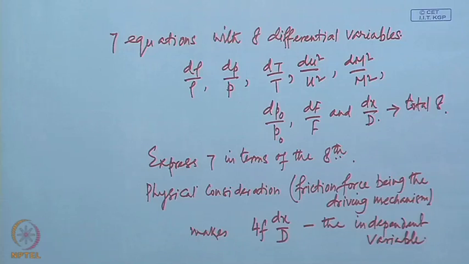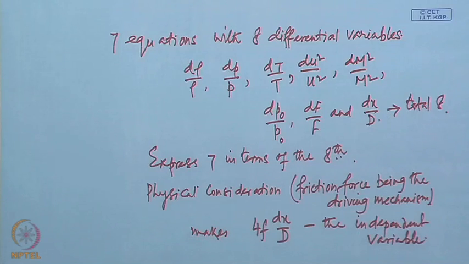So, we will now solve these 7 equations for the 7 unknown variables. Of course, all these variables will be expressed in terms of 4 f dx by D, and we will do that in the next class.